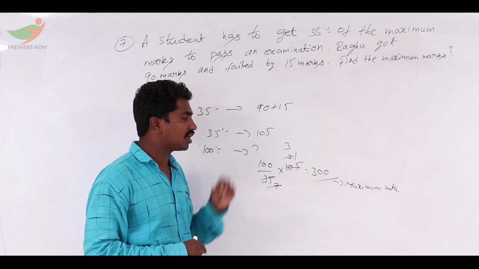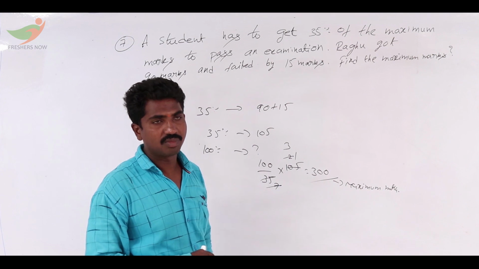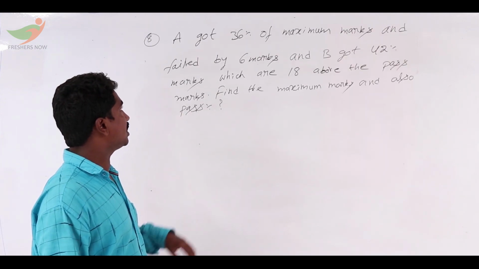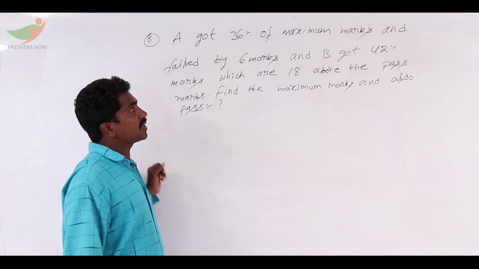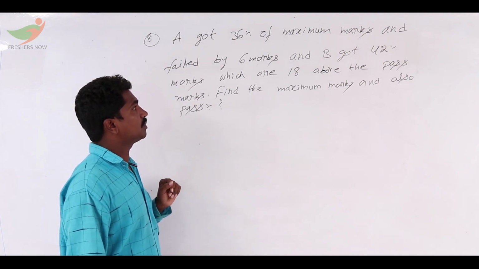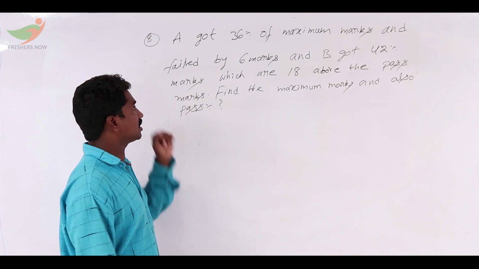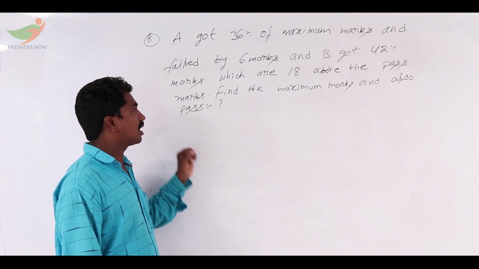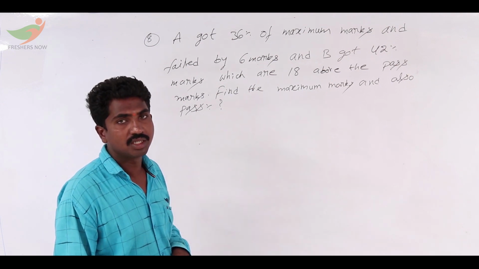100 by 35 into 105. So 300 marks. Now we discuss 8th question in percentages. A got 36% of maximum marks and failed by 6 marks, and B got 42% marks which are 18 above the pass marks. Find the maximum marks and also pass percentage.